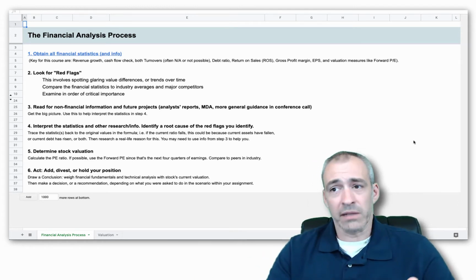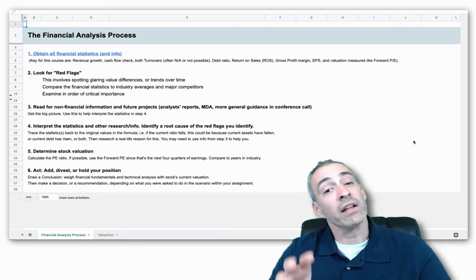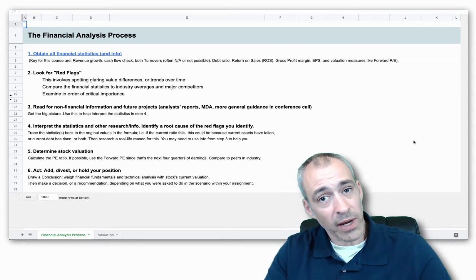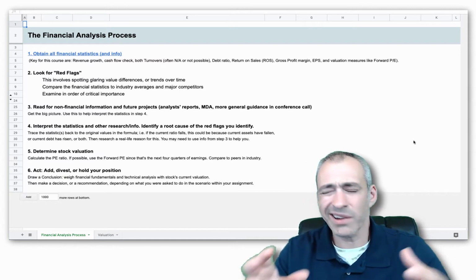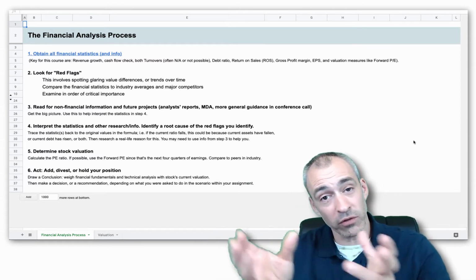And then 3, look through the information such as what you would find in the management discussion and analysis, right? That was something in the scavenger hunt. They go on and on and on about all sorts of things. You can also find external analysts who have looked at the company.